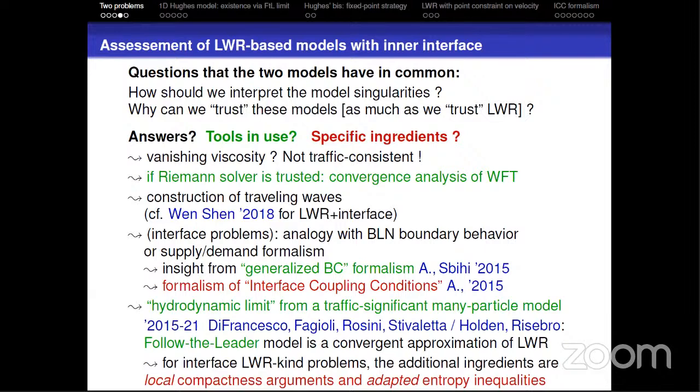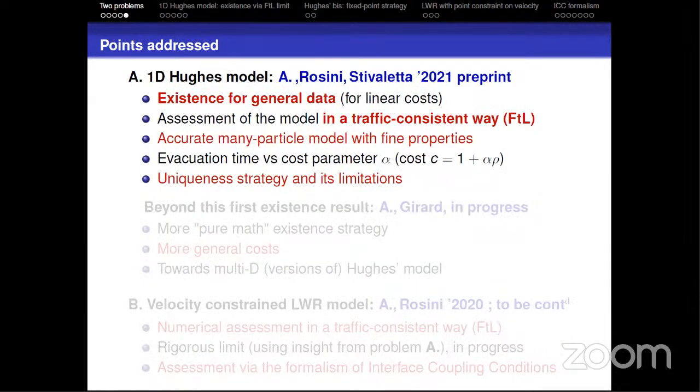So I will speak about the formalism of interface coupling conditions if I am quick enough, and for sure I will speak about local compactness for FTL and what we can derive from it. And the points I will address precisely are for the Hughes model. The main thing, that's why I'm giving this talk essentially, is that we are finally able to prove existence for the original model for general data. For linear costs, okay, it's not complete, but already for linear costs, it was unsolved actually.